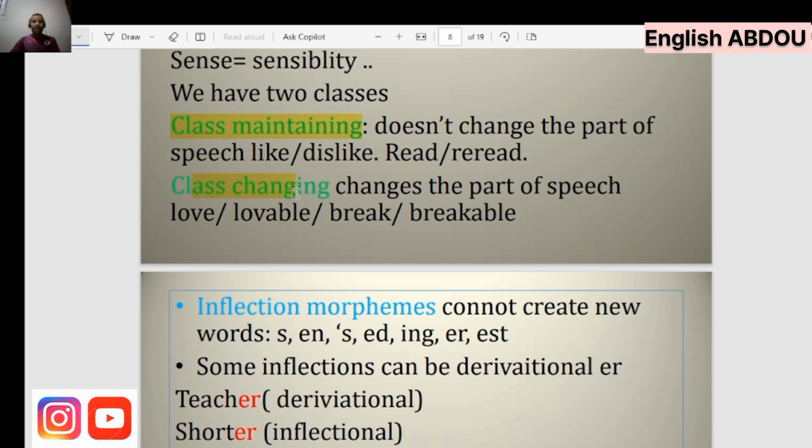But in class changing, we change the part of speech, like love, lovable, or like, likable, break, breakable. So here the category is changed when we add morphemes.